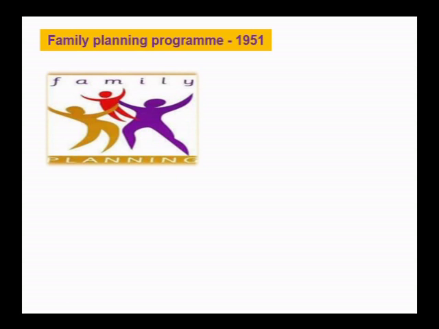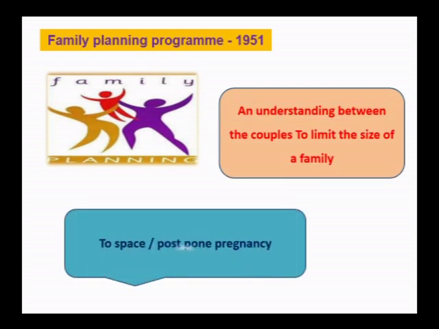In fact, India is the first country in the world to consider reproductive health as its goal. As a result, it initiated several programs to achieve it. One such program is the family planning program. It was initiated in the year 1951. It's an understanding between couples to limit the size of a family or to space or postpone pregnancy.